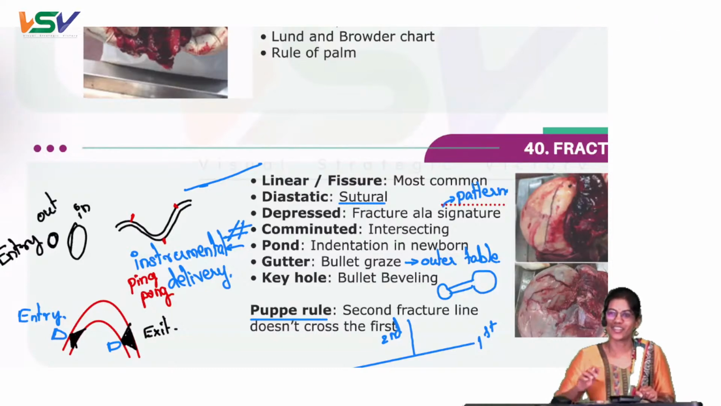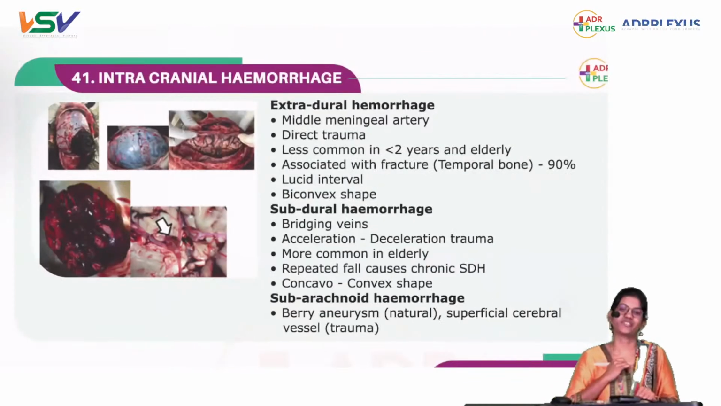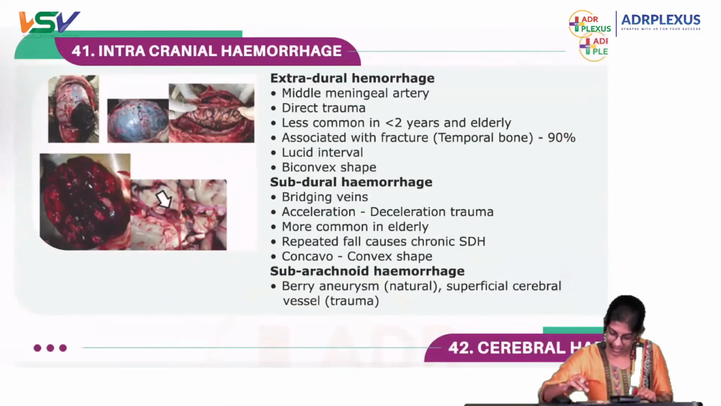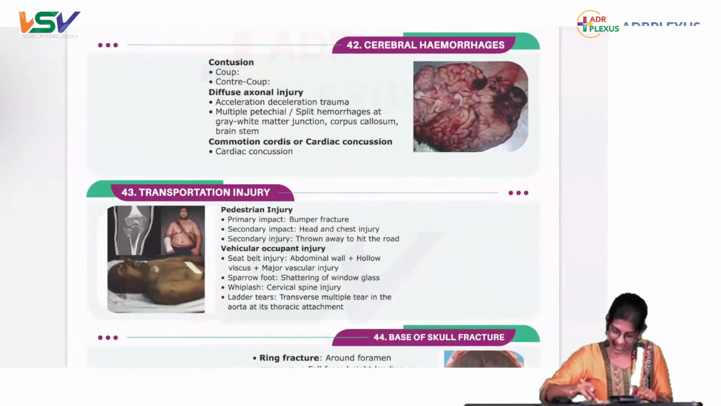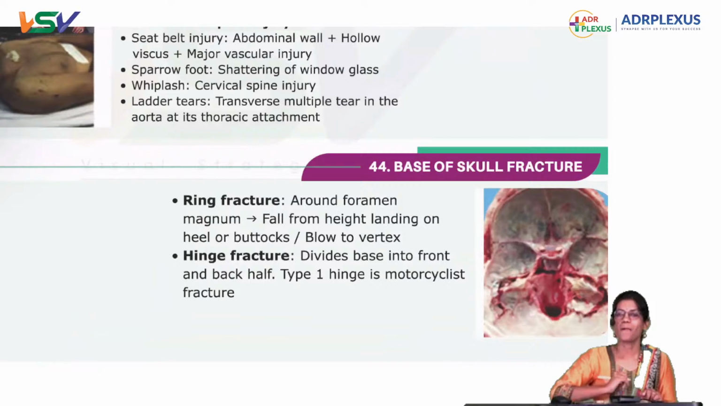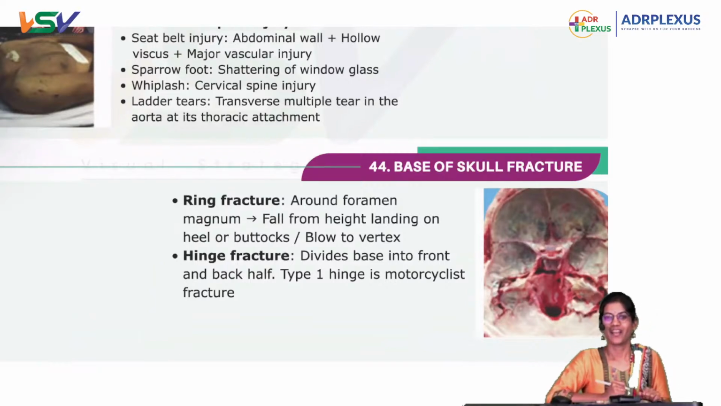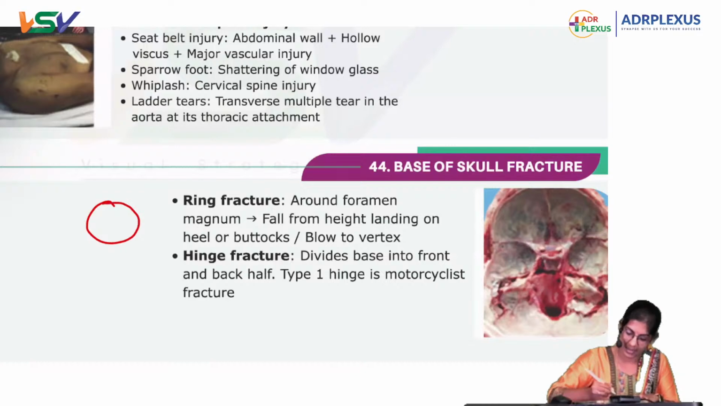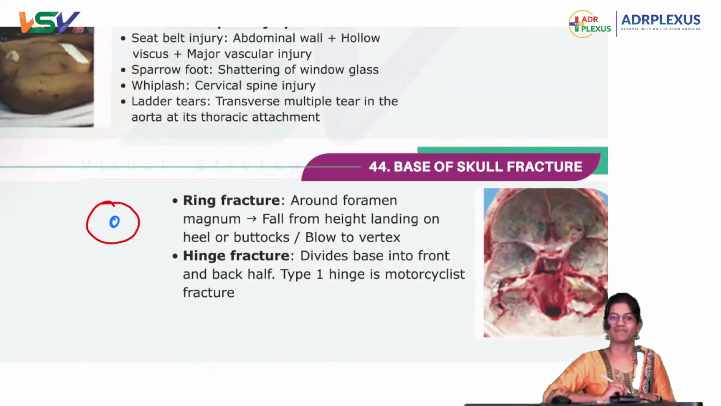Good question, Dr. Arul. Let's see the base of skull fractures. Take question 44. It contains the base of skull fracture. Base of skull fractures are mainly two: ring fracture and hinge fracture. Ring fracture happens around the foramen magnum. If the center is the foramen magnum, this is a ring fracture.